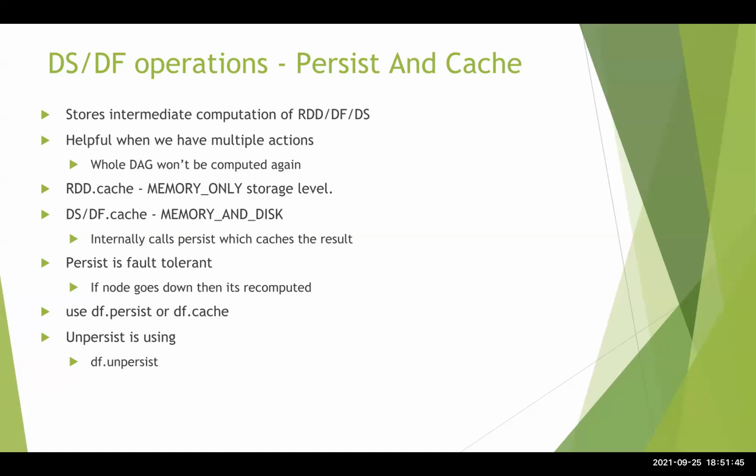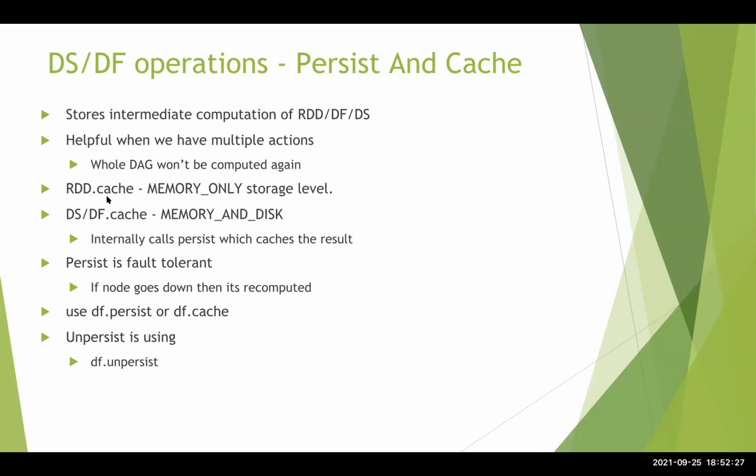Saving to a database and saving to another file are two different actions. If you don't persist or cache, your first action, which is saving to the database, will trigger the DAG from beginning till end. And the second action, which is saving to a file, will again trigger all the transformations from beginning till end. You want to avoid that, because the first action has already triggered all the transformations. So preferably you persist or cache this, so that you get a benefit in performance.